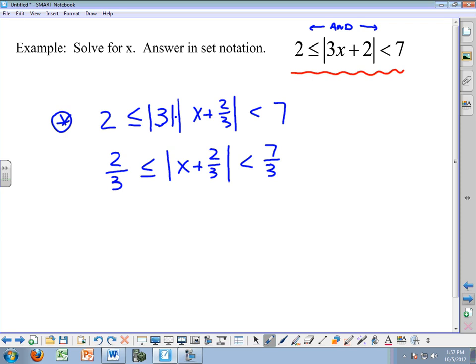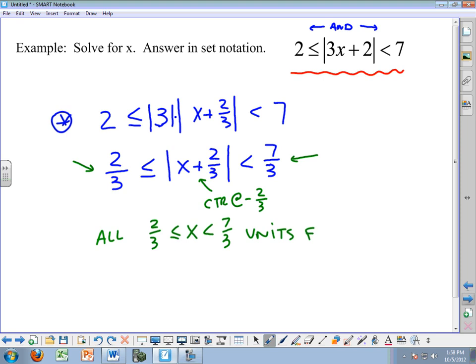Now, the key to this, of course, is to write it in words. We have identified that the center of our graph is going to be at negative 2/3 because that's the value that would make that 0. And we have two different distances to deal with here. So we would write all x, and I'm going to write it this way, which is going to be kind of strange, all x that are between 2/3 and 7/3 units from our center, which was negative 2/3.